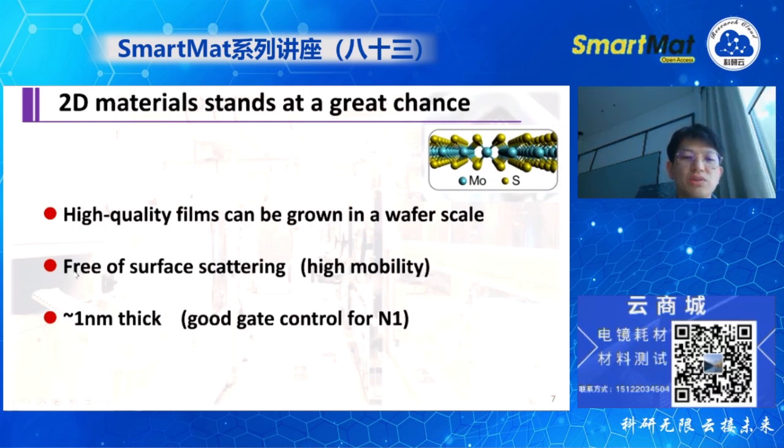And due to the nature of the chemical bonding, it is actually free of surface scattering, so it has high mobility. That's the reason they have reasonably high mobility. And the thickness is about 1 nanometer, so it's naturally very good for gate control, particularly for N1 technology.